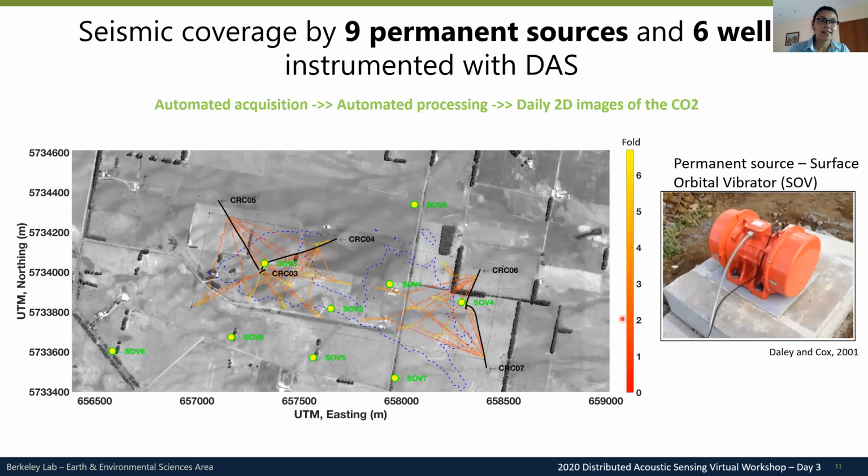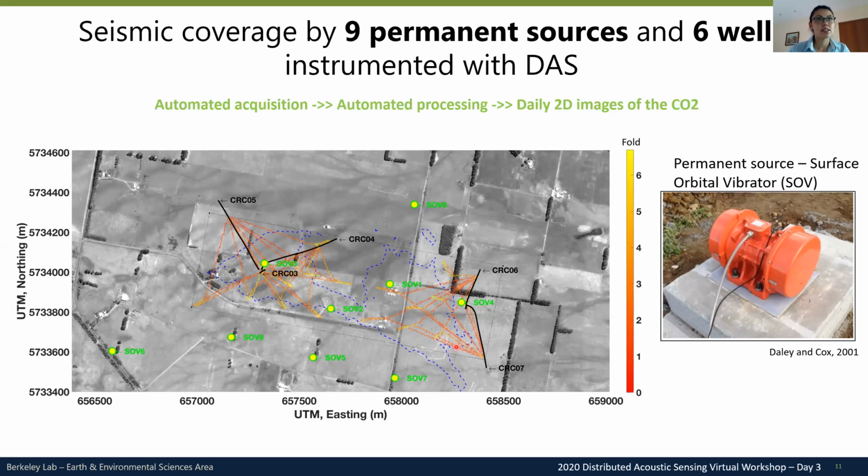So stage 3, again, the main objective here is to build this continuous on-demand acquisition and processing, so you can get an image of the movement of the CO2 every day. And the main sensor for this stage in Otway is DAS. So DAS installed in 6 wells, 5 permanent installations. And we also have these permanent sources. We have 9 permanent sources that are surrounding where the predicted plume is.